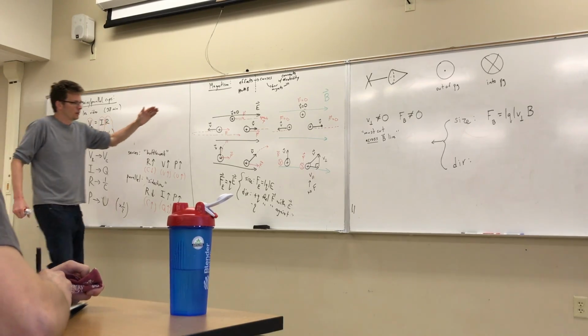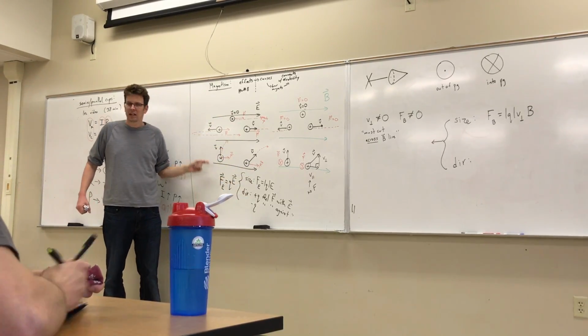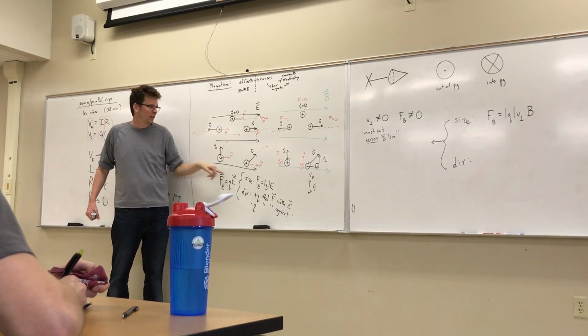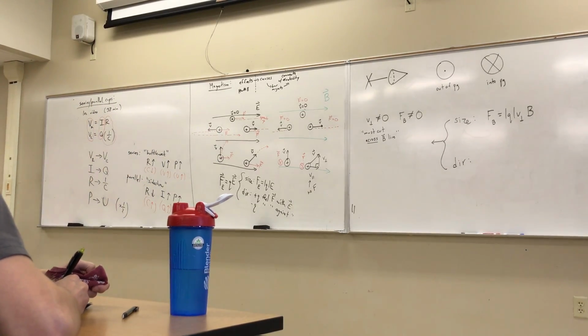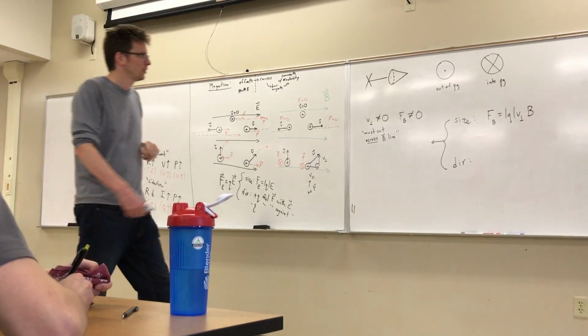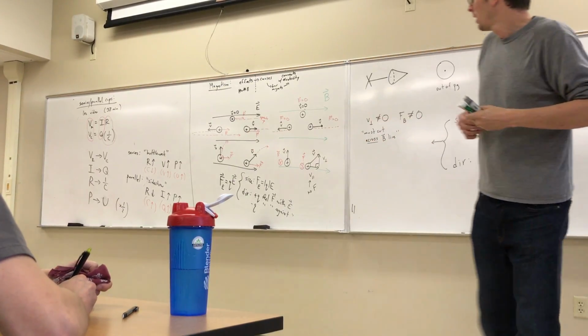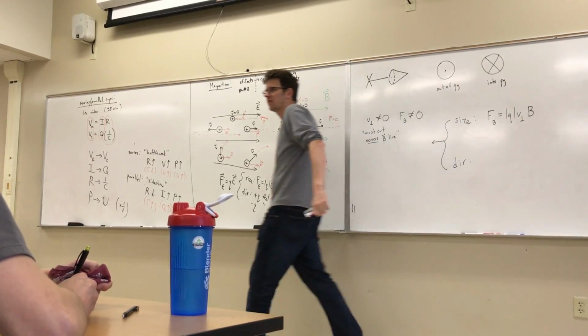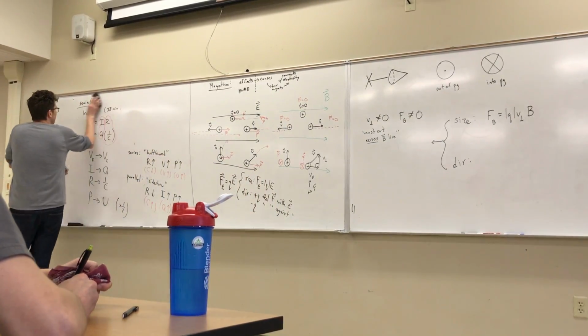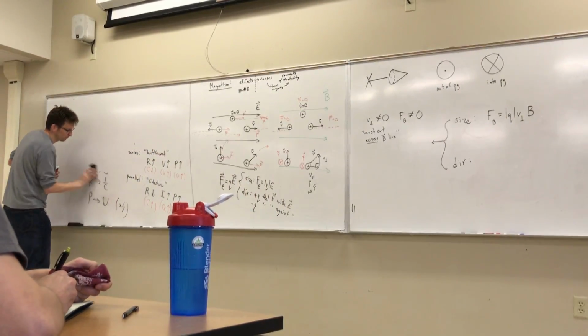Over on the electric side, there was no such ingredient, right? That's why no matter how this thing was moving, the force direction was the same. But now there is an ingredient for motion. How is the charge moving relative to the field? Okay? Before I do anything else, I want to use this as an opportunity to do the units of magnetic field.